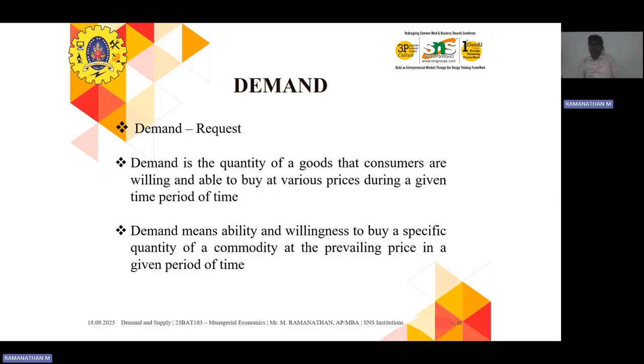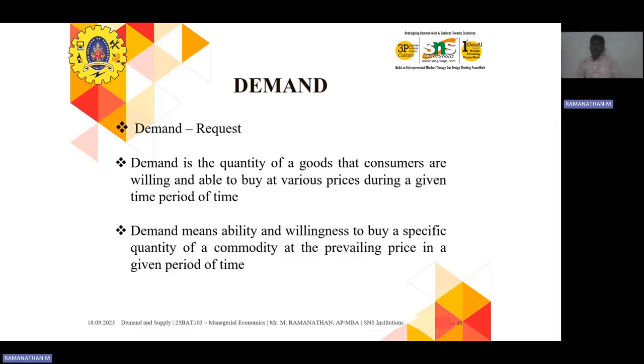So demand is, at a certain point of time, whatever price is fixed, they will buy that particular product. If I say 100 rupees, they will give 100 rupees and are ready to buy that product. If I say 150 rupees, they are ready to buy that product at the price of 150.